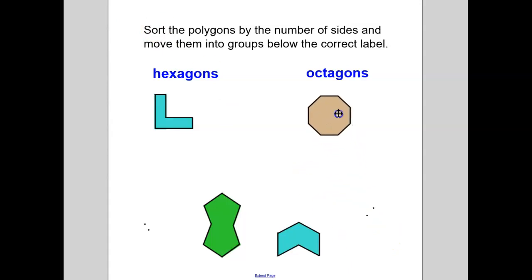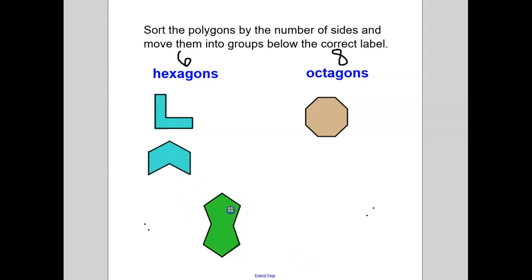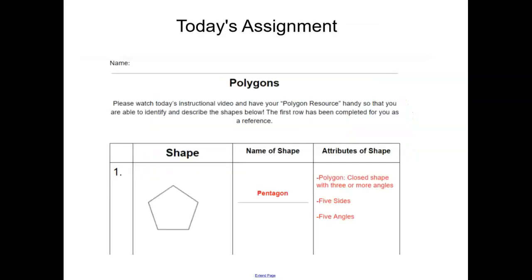octagon. Pause the video and tell me how octagons and hexagons are different. You are right. A hexagon has 6 sides. An octagon has 8 sides and 8 angles. Do the last 2 by yourself. Were you able to determine that this shape has 1, 2, 3, 4, 5, 6 sides and 6 angles, so it's a hexagon? This shape is an octagon because it has 8 sides and 8 angles.